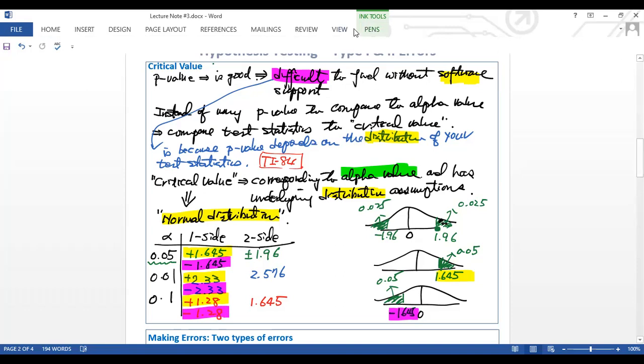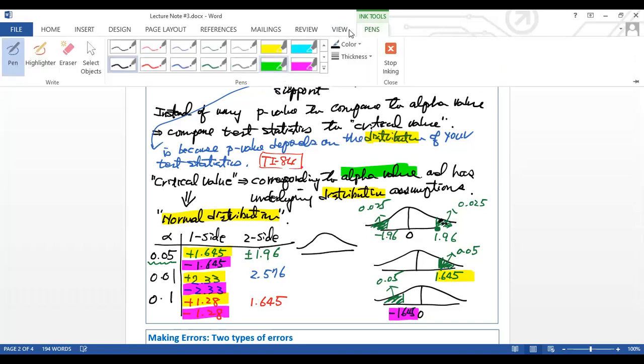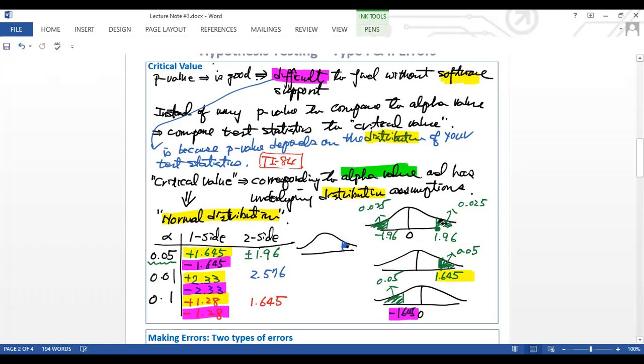Just for example, like the 0.01, it's the same thing. I use the color here. If it's one-sided, this one is 0.01. For the two-sided, did you see the color coding here? I have 0.005 here and 0.005 here. So that's what we mean by the critical value.